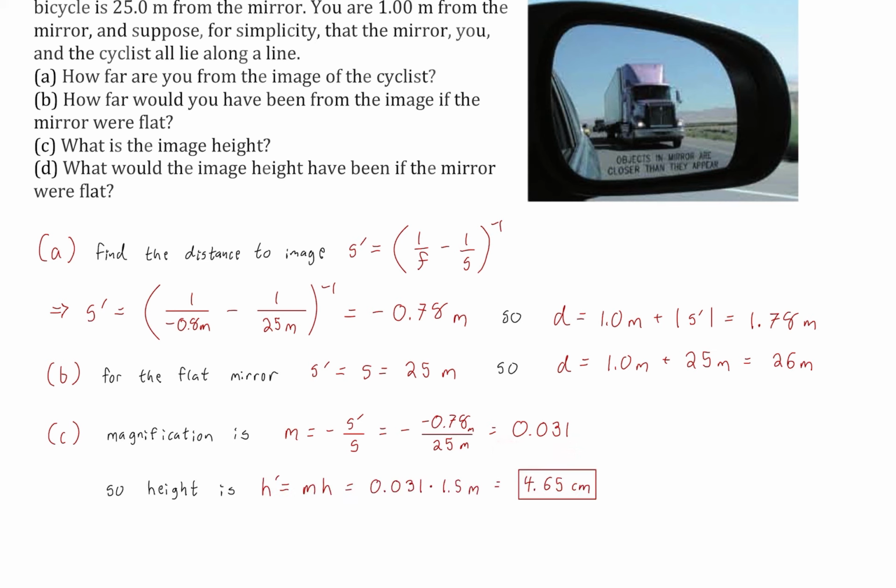So it tells us that the height of the image is going to be h prime equals m h, that magnification factor times the original height of the bicyclist, their actual height. We find then that the image height is 4.65 centimeters. Well, what about for the flat mirror? For the flat mirror, the magnification is 1, which means the image height is just equal to the height, so the image is 1.5 meters.